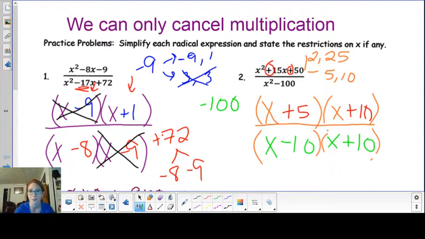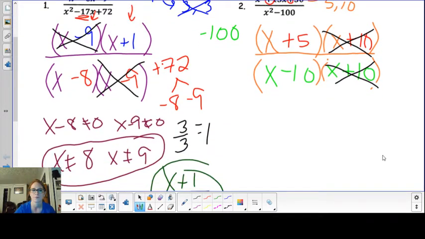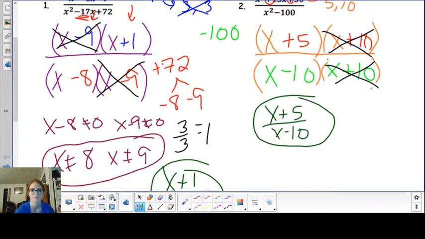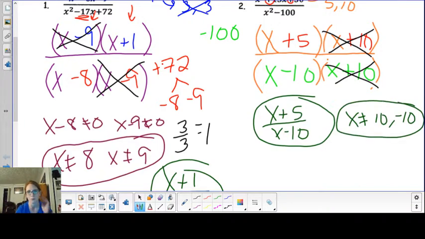So then I want to cancel out the stuff that's the same. So I have an x plus 10 and an x plus 10 on top and bottom. So I'm left with x plus 5 over x minus 10. I do not want my x to be positive 10 or a negative 10, because that would make my bottom 0.